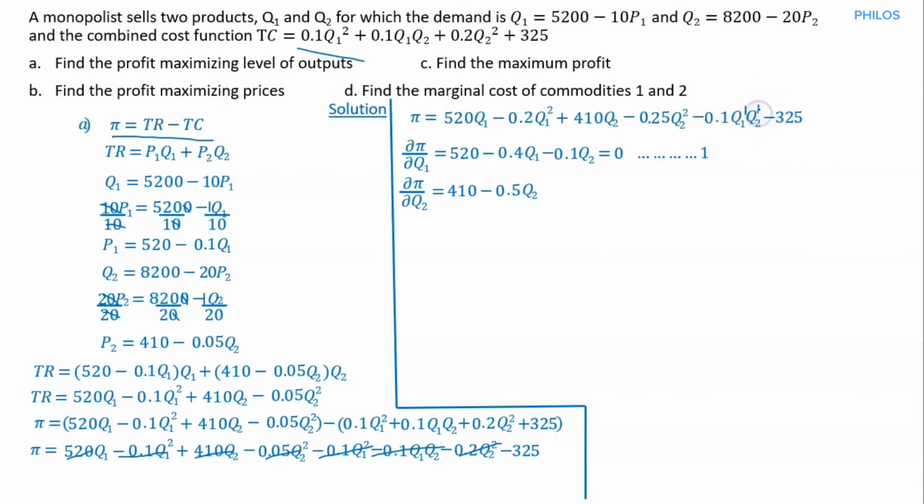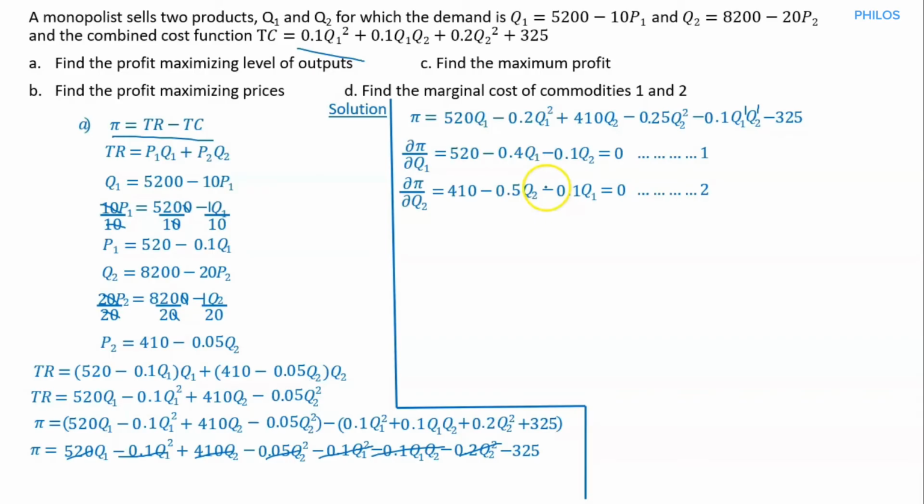Q2 here has an exponent of 1. Multiply by the whole thing and subtract 1 from the exponent. So you have Q2 exponent 0 also, and Q2 exponent 0 will give you 1. 1 times Q1 times 0.1, or negative 0.1, should give you minus 0.1 Q1. We also set this equal to 0 and that is equation 2.